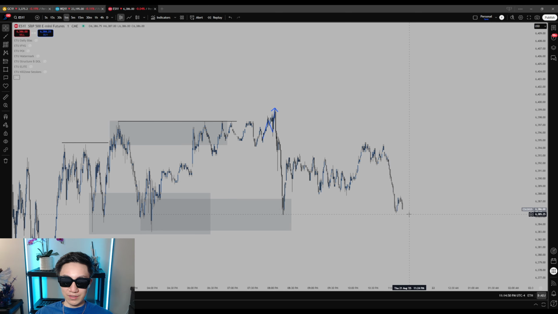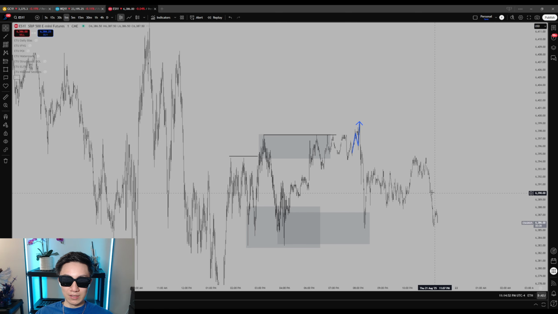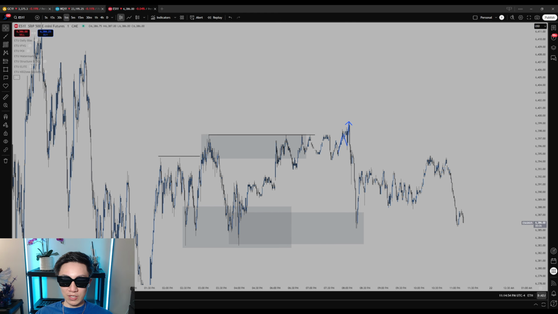But hopefully those tips helped you guys out there in terms of finding entry models, the 2 entry model types basically, and the third one is just using limit orders.